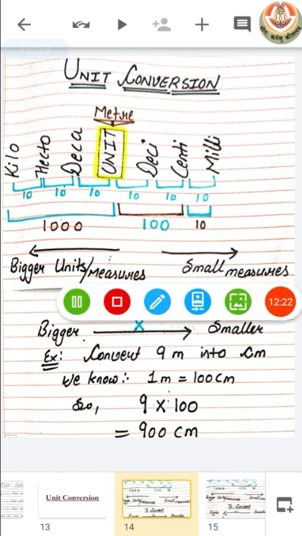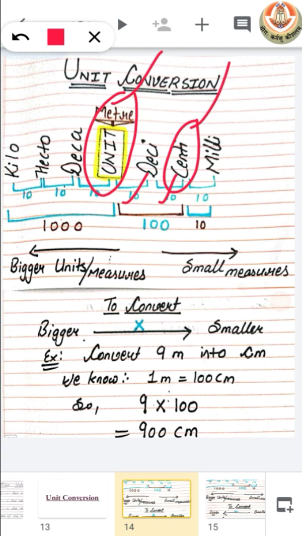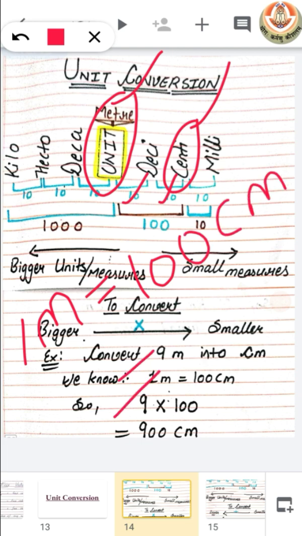Let's see more examples. How many centimeters in 1 meter? You can see here we have 2 tens in between meter and centimeter. So we can say that 1 meter is equal to 100 centimeters. As we have 2 tens, we multiply them and we get 100 as the difference between meter and centimeter.